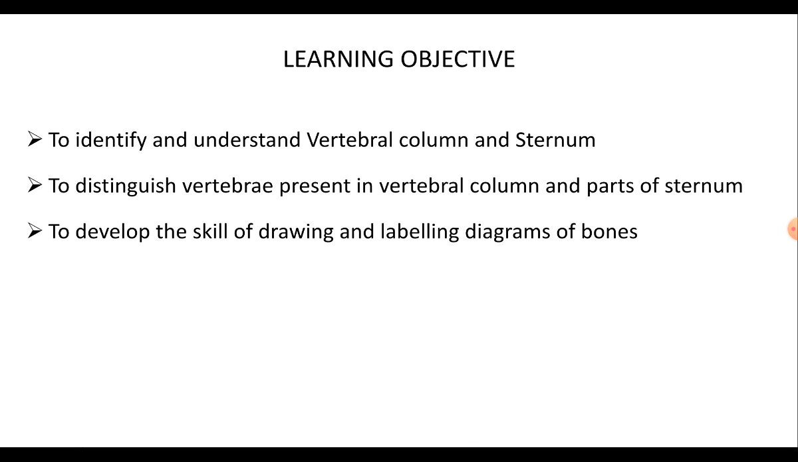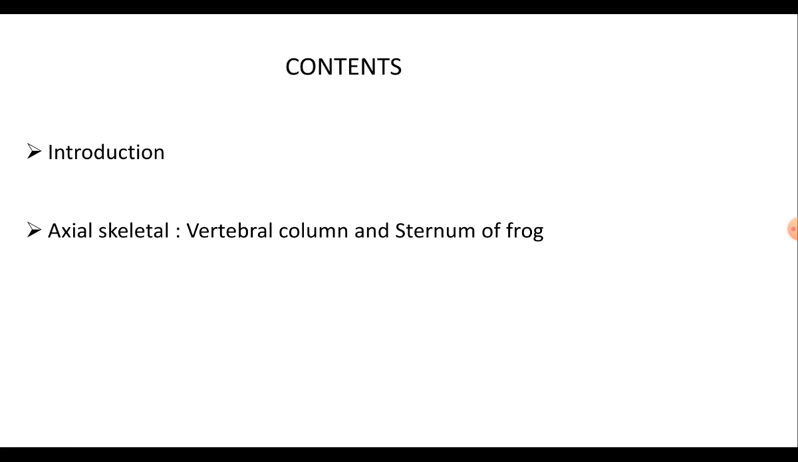The objectives of learning today's topic is to identify and distinguish vertebrae present in vertebral column and parts of sternum, and also to develop the skill of drawing and labeling the diagrams of bones. The contents are as follows: introduction to the vertebral column and sternum and detailed parts of vertebral column and sternum of frog.